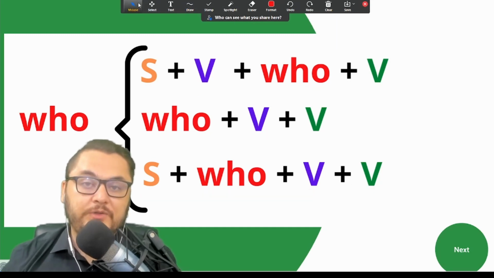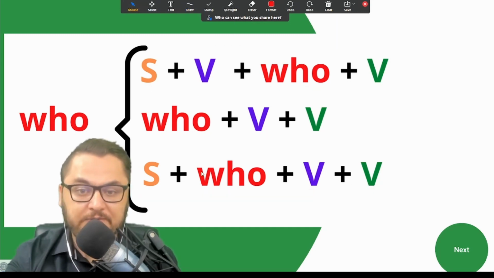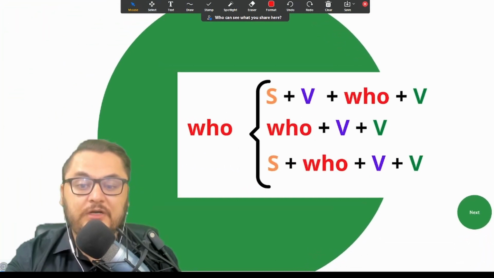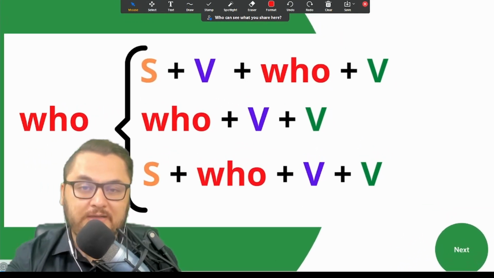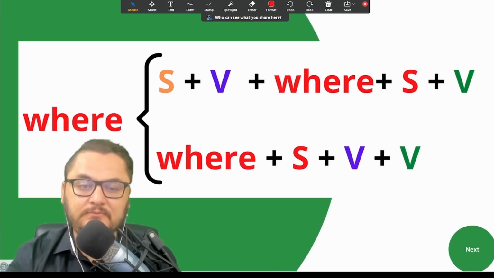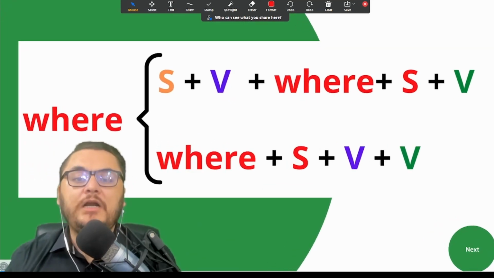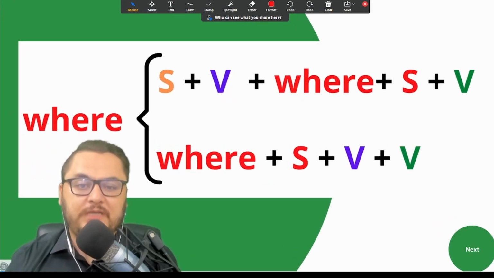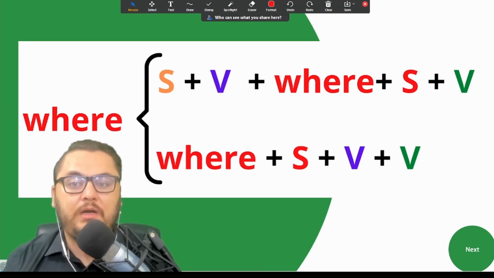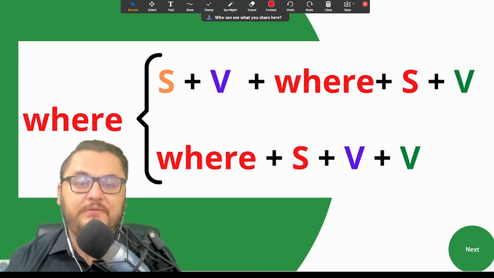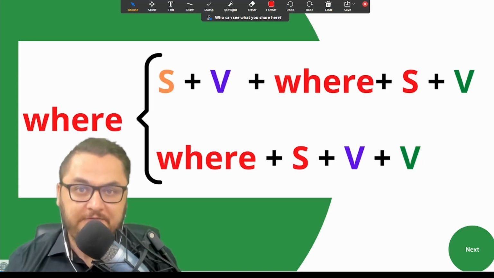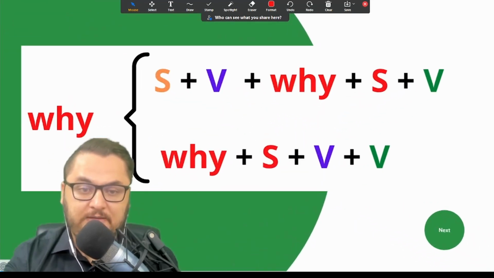What we are going to do after we finish this description of the rules is start applying them to practical exercises. This is where. So the rule is subject, verb, where, subject, verb, or where, subject, verb, and verb. That's the way to use it. That's the way to understand it.